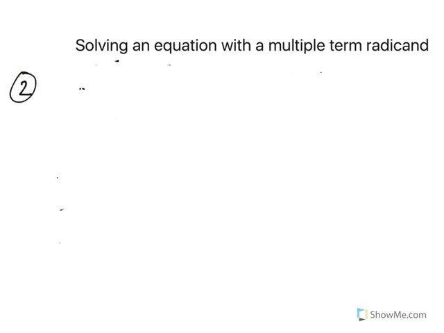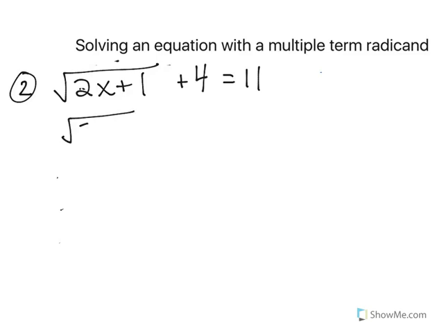So for example 2, copy it down. The square root of 2x plus 1, where 2x plus 1 is the radicand, and then plus 4 equals 11. Pause the video and try on your own. Now here we need to subtract 4 on both sides. So we have the square root of 2x plus 1 equals 7. So now we square both sides.